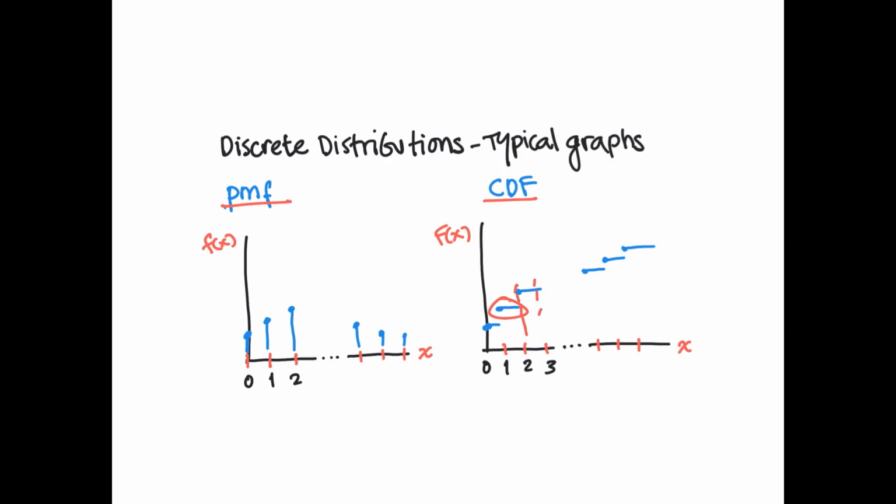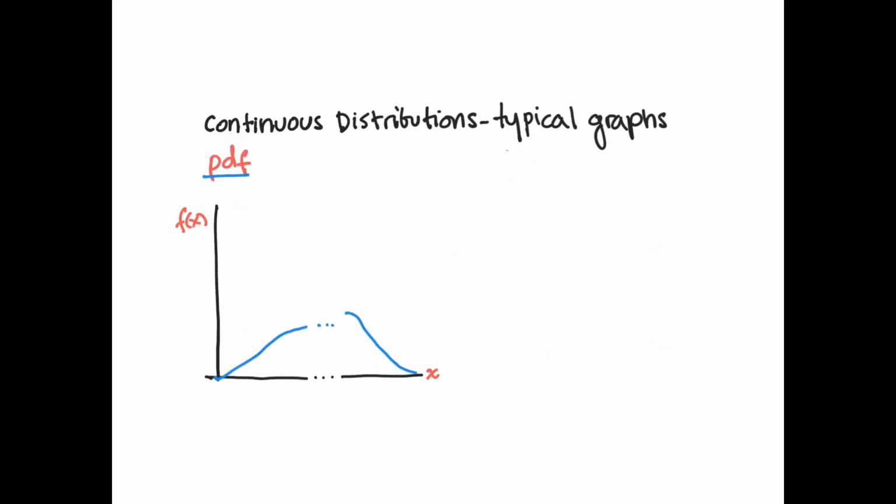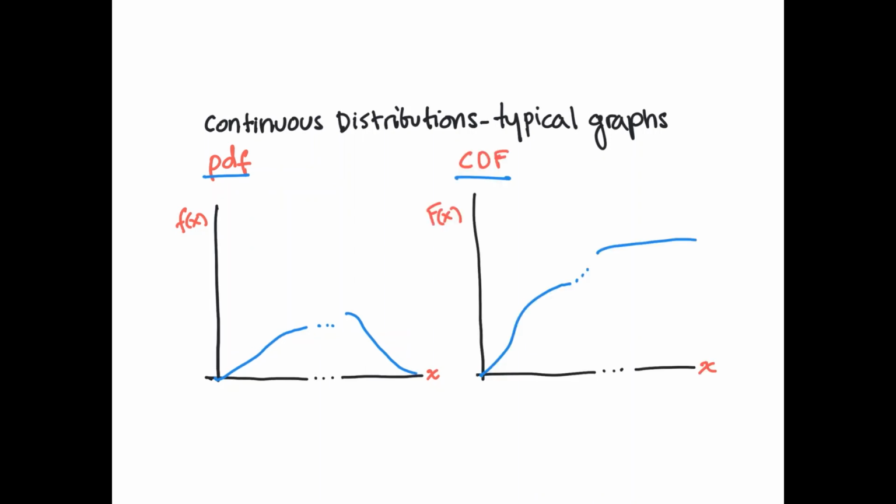For continuous distribution, the PDF is a continuous curve, and the cumulative distribution function is an increasing curve that reaches the value of 1 up here. And with that, we conclude this presentation.